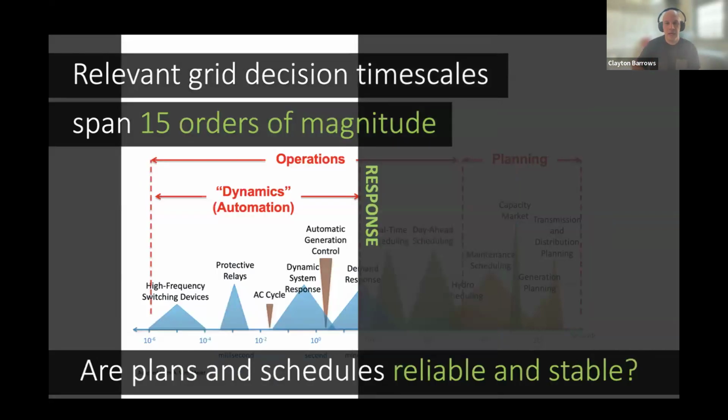And then finally, how do all those plans and schedules respond to the different conditions that they might encounter in a reliable and stable way? Can we demonstrate that they're going to respond in a reliable and stable way? And so this is really the response timescale.